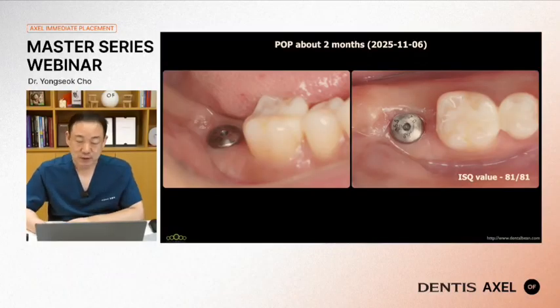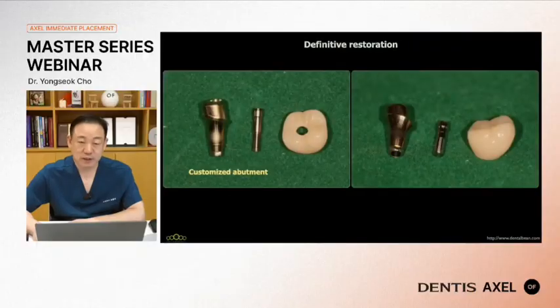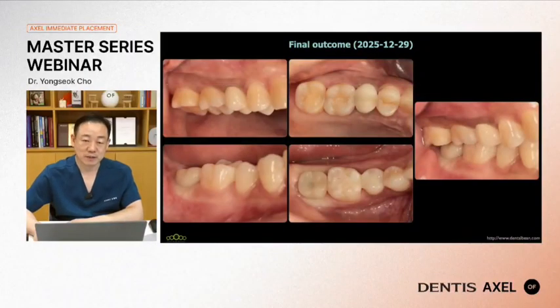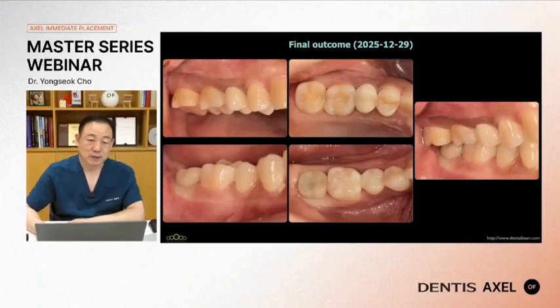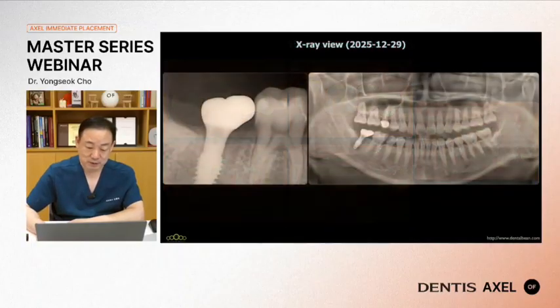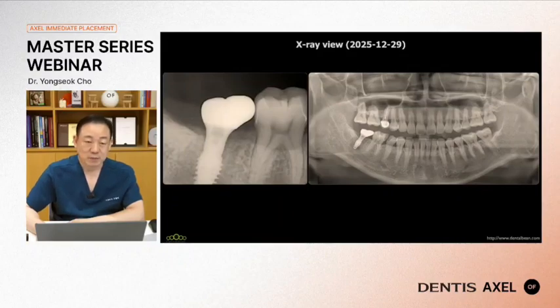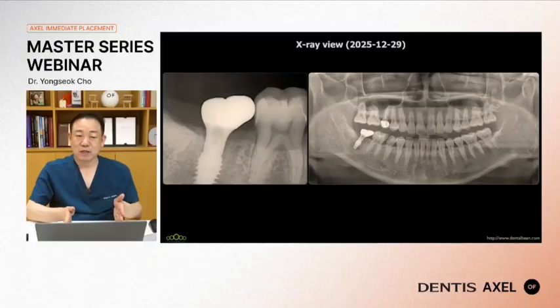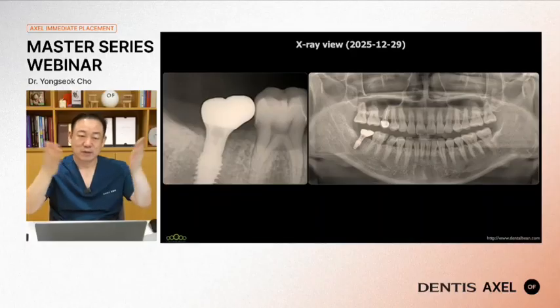A nice, enough ISQ value. Again, my partner, Dr. Kim, made a crown with a customized abutment. Okay, it was delivered to the patient like this. We can see sufficient keratinized tissue at number 7. I placed the implant deeply, so the emergence profile looks gradually widened from deep to the gingival margin.